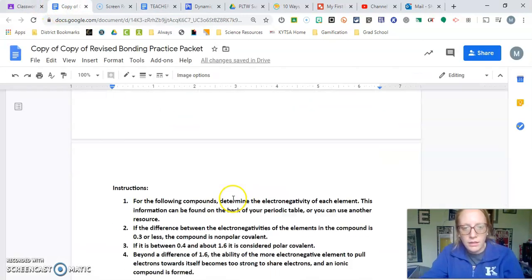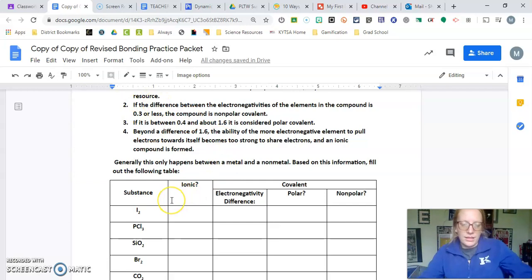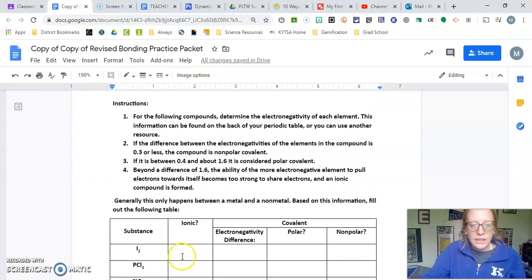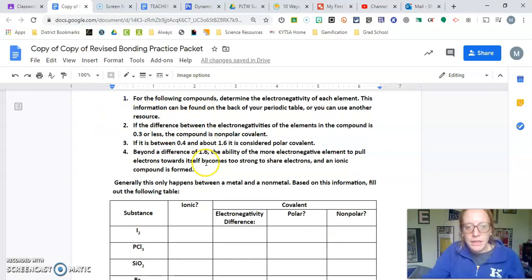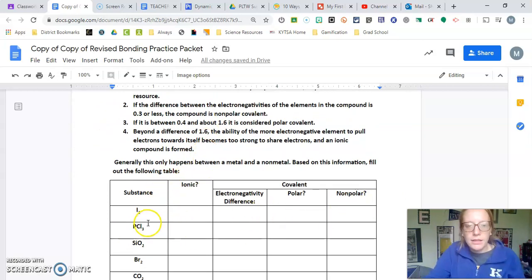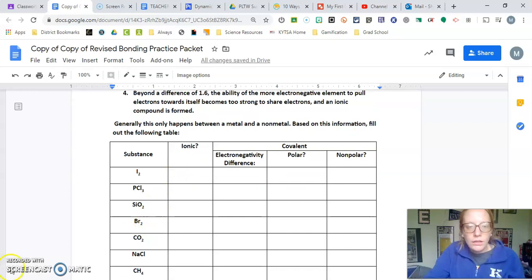You know what? This is one I wanted the student version. So the last thing is asking, is it ionic or covalent? What's the electronegativity difference? And based on that, is it polar or non-polar? So you can read through the directions. I would highly recommend that, but I'm going to go through one of these with you guys. So for the first example, we've got I2, which is just 2 atoms of iodine.